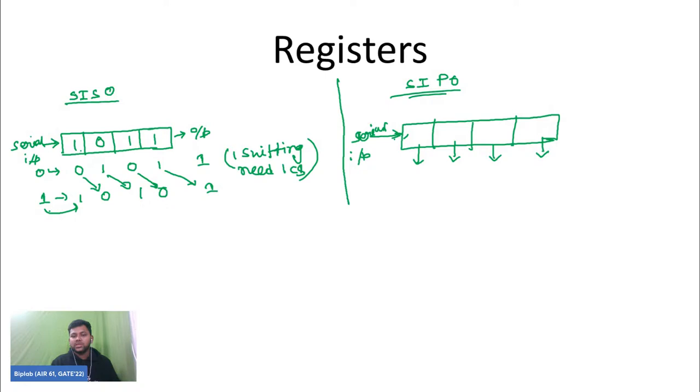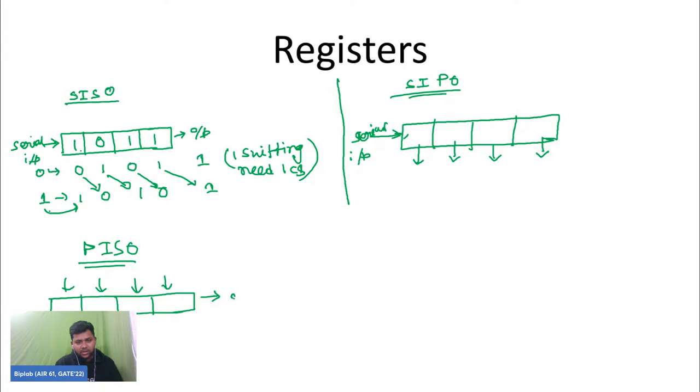This register will take parallel input. When you are getting parallel input and want to convert it into serial output, PISO can be used. You have guessed already: parallel input, but the output will be serial output.